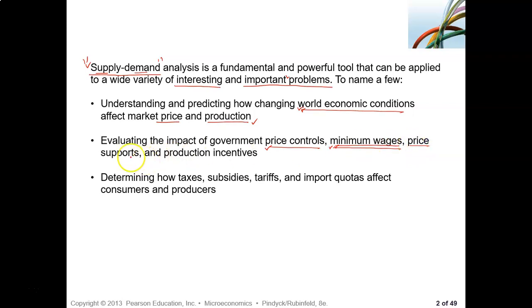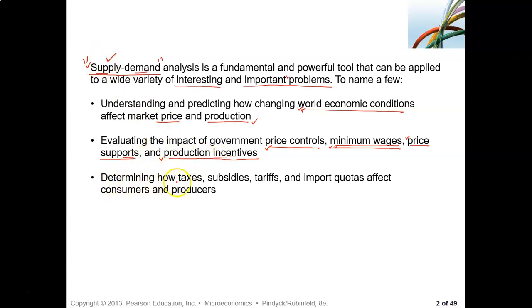And then price supports, which we call price floors. Sometimes the price of some commodities is too low, and then the government may take a step to increase the price to help the producers. At other times the government may give a production incentive, some kind of subsidy to the producers, so that they are encouraged to produce more. Then we can also study these production incentives with the help of our demand and supply model.